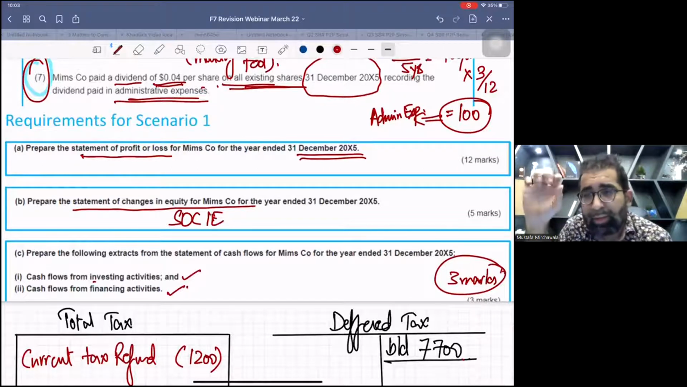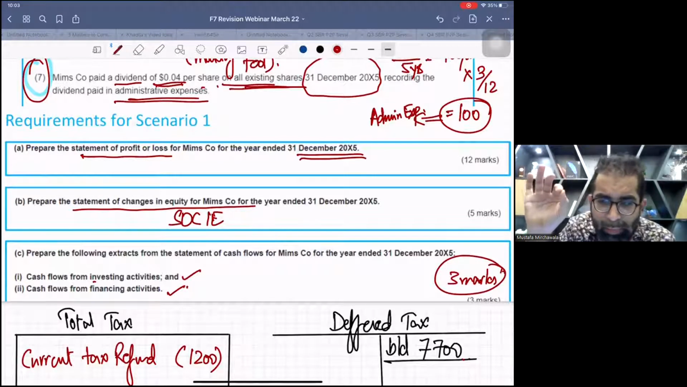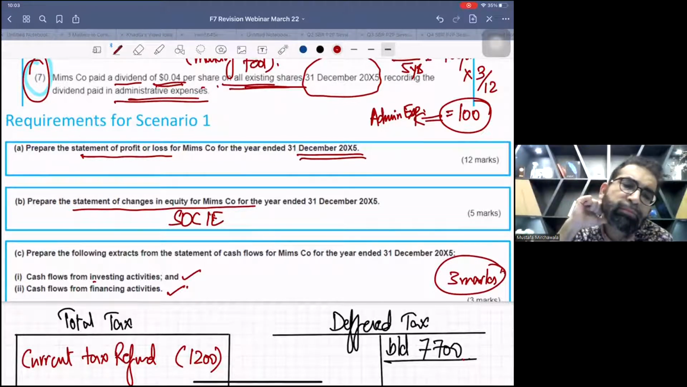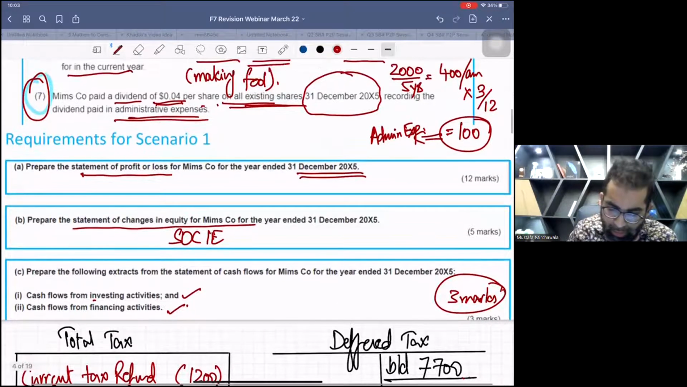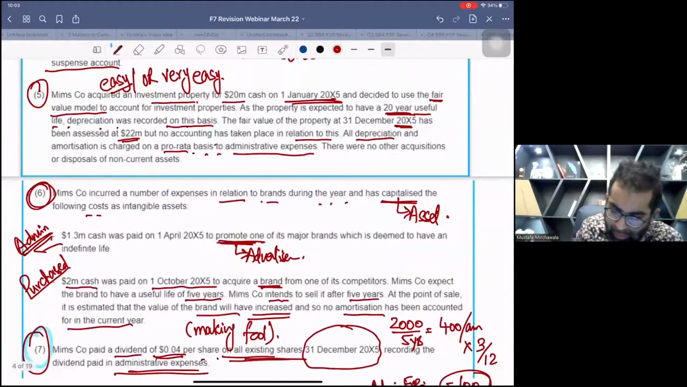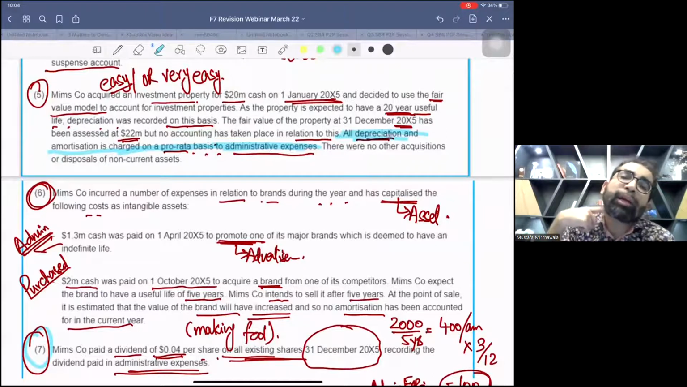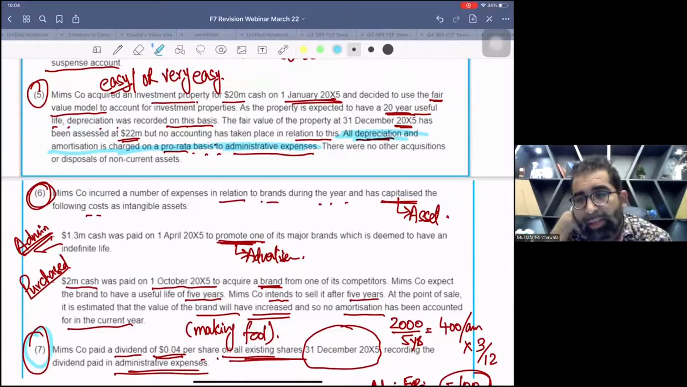I will solve it on Excel, but it won't take much time now. In this question, it was clearly written, this point students are asking, that all depreciation and amortization is charged to admin expenses.